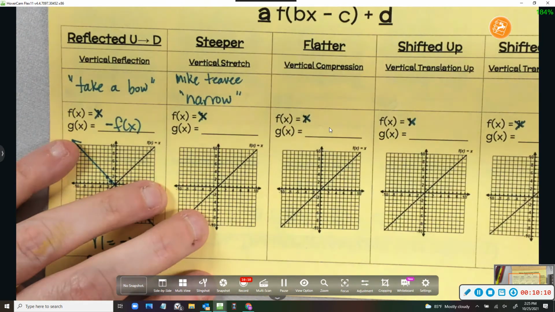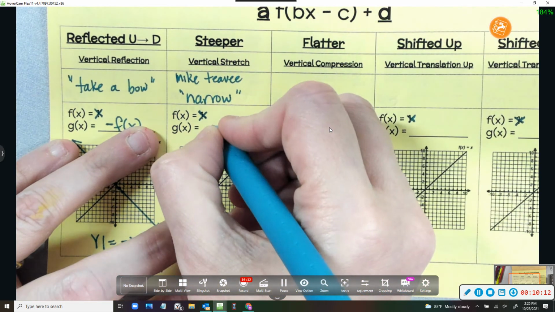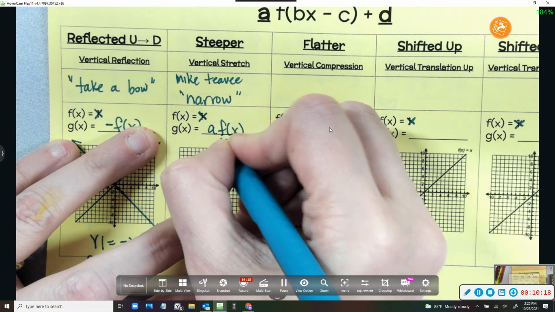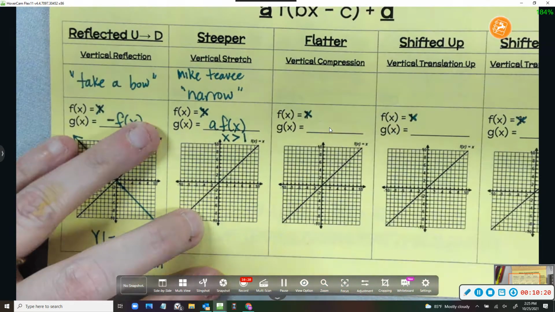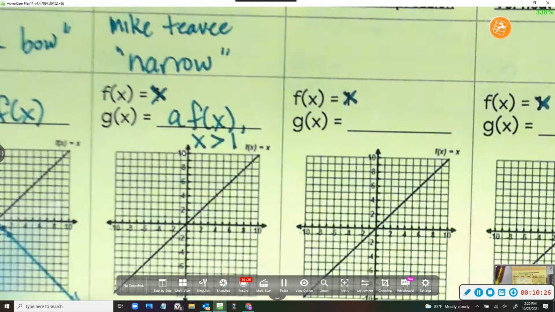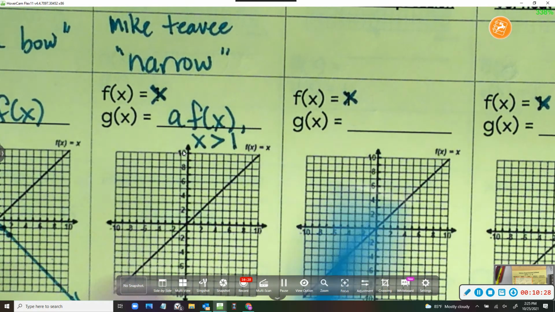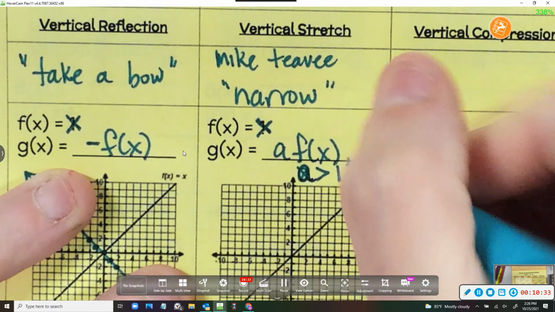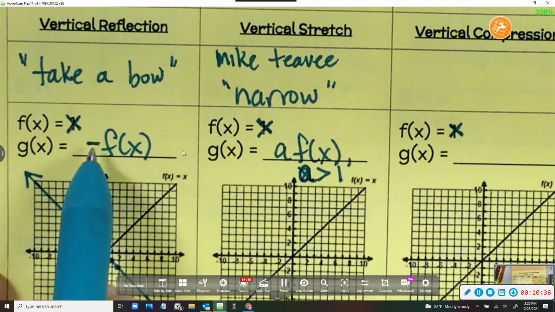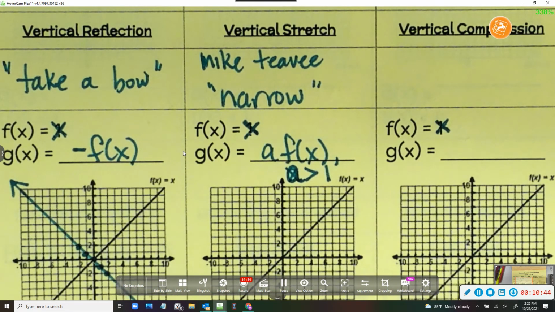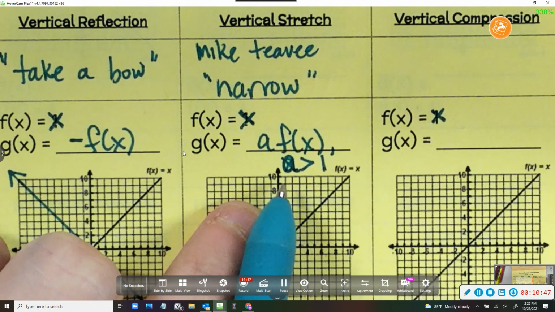Here's what it looks like in math. A f of x, where A is greater than 1. Notice I didn't say the absolute value of A, because we already dealt with the negative. If we see a negative, that means it's reflected. Once I decide that it's reflected, I don't care about that negative anymore. I already dealt with that. I'm just looking at the number A.